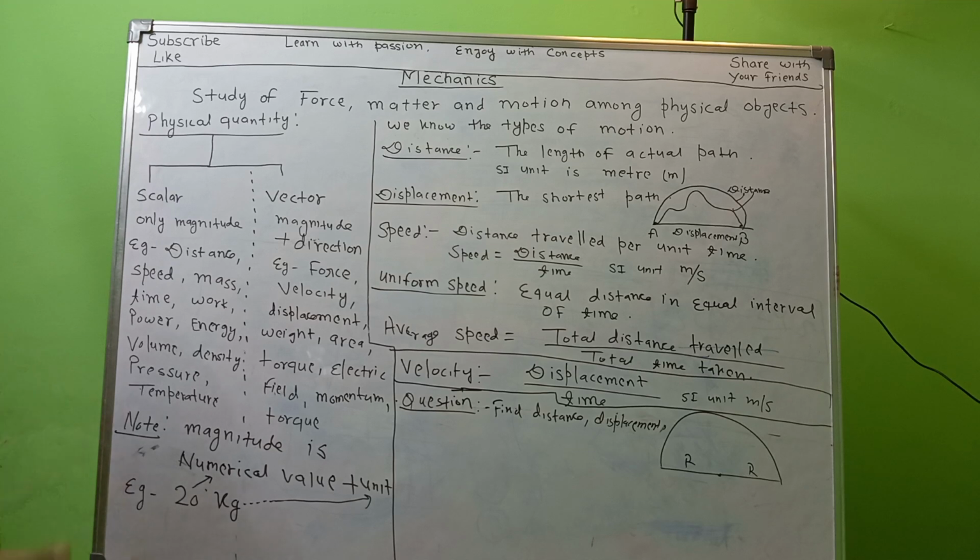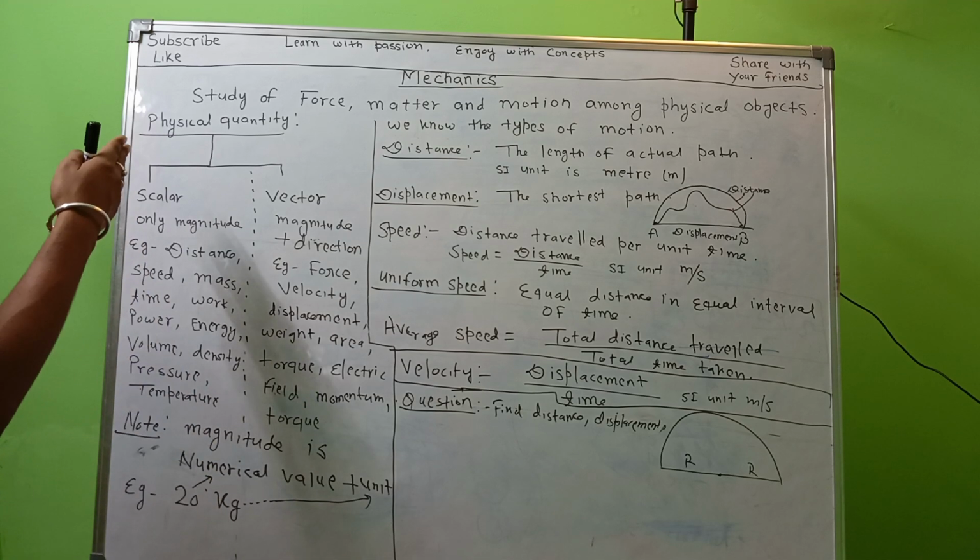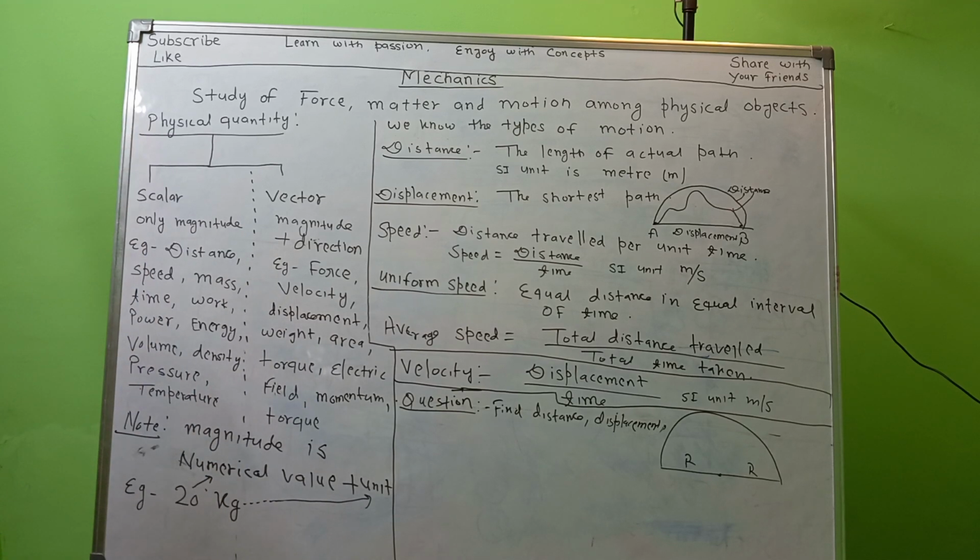And when we say magnitude, you may wonder what magnitude is. It's just a numerical value and a unit. Like we say mass 20 kg. In that 20 kg, 20 is the numerical value and kg is the unit. So anything which has only a numerical value and a unit, we call a scalar quantity.